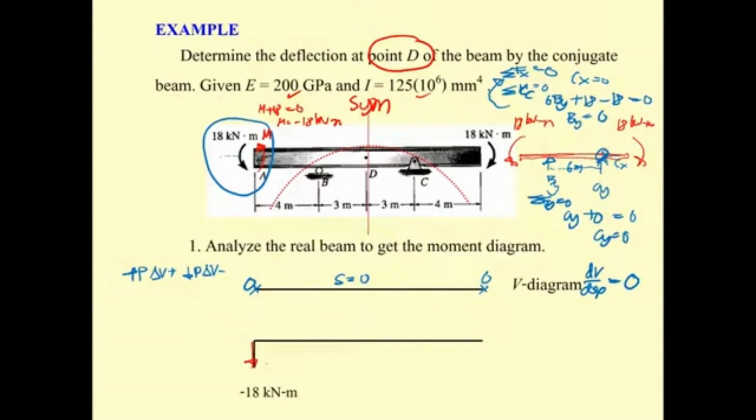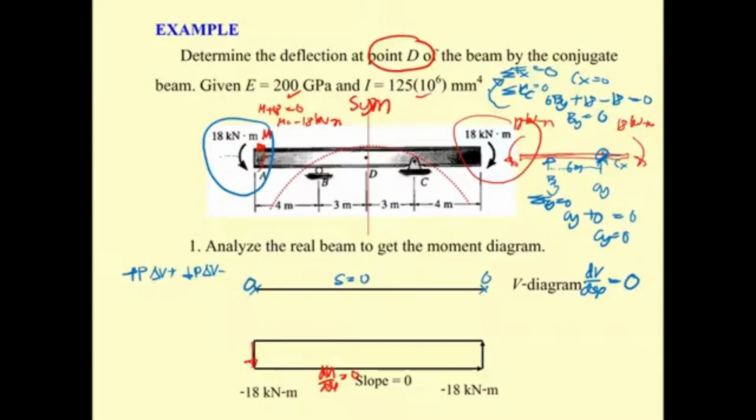And what happens is dM by dx equals V, so it's equal to 0. So no slope, it's 0. And then it's alive here. We have this one for 18 kilonewton meter. So it closes the diagram. Now, what should it be?